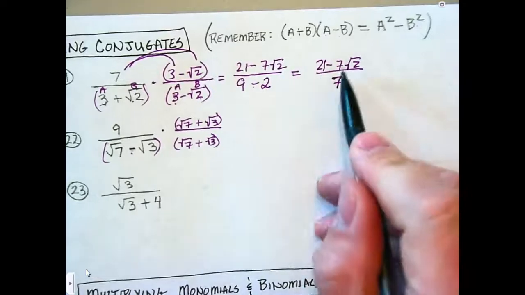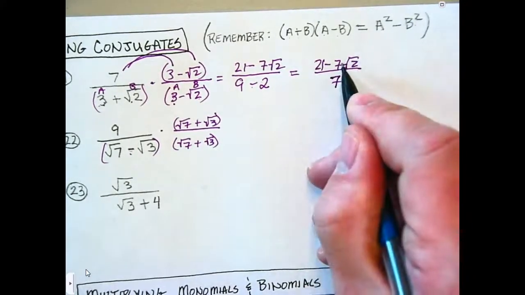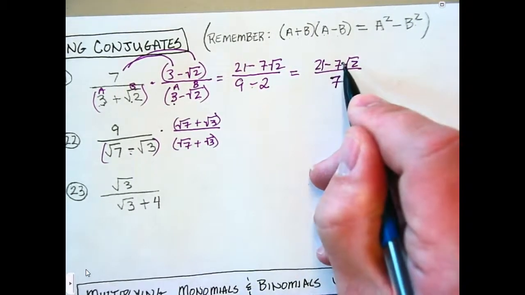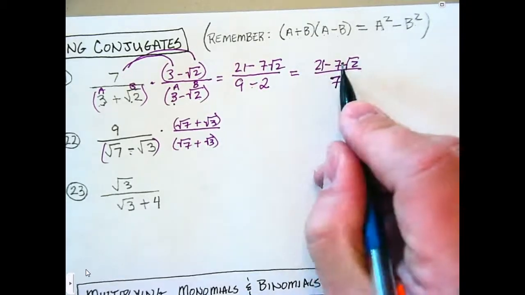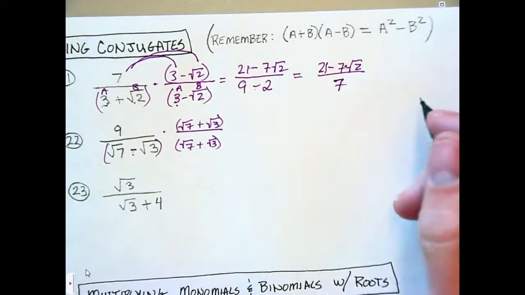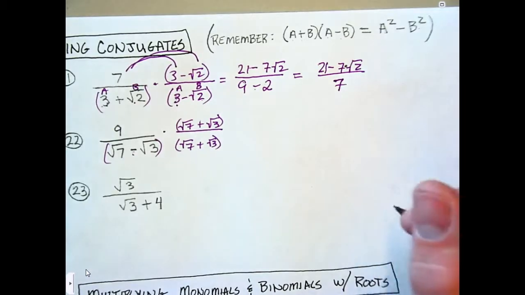Why can't we subtract 21 and 7? Because the 7's counting root 2's. The 21's just counting units. They're not the same. This has a root 2 on the end. Okay? Can we simplify it?